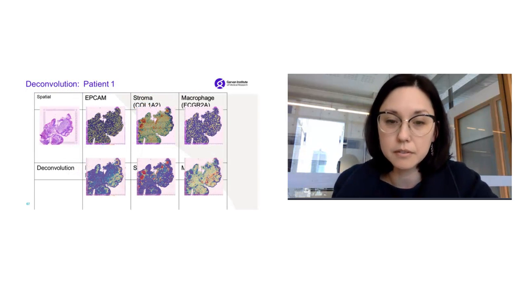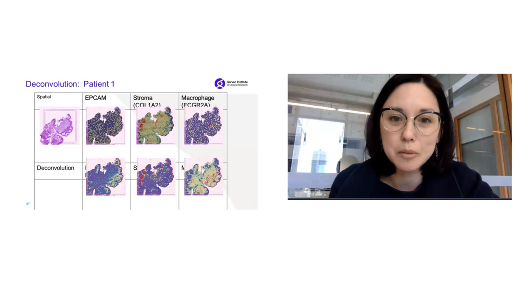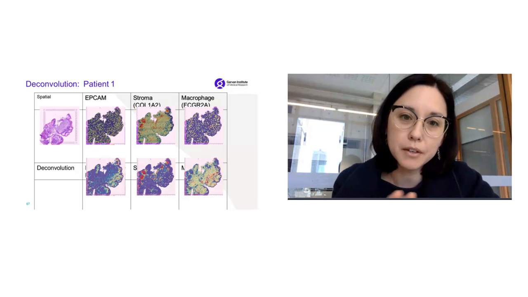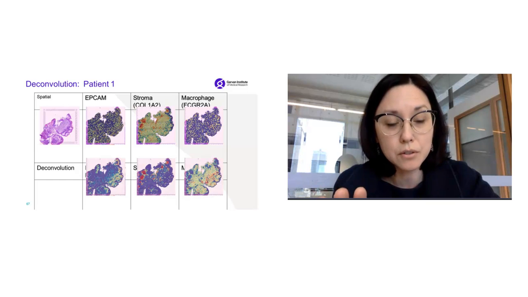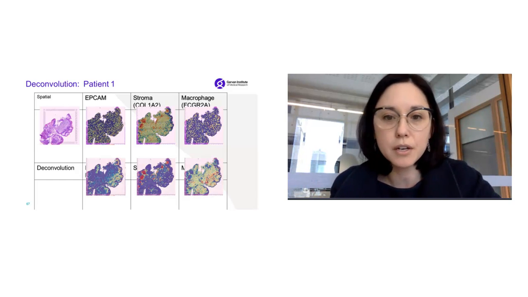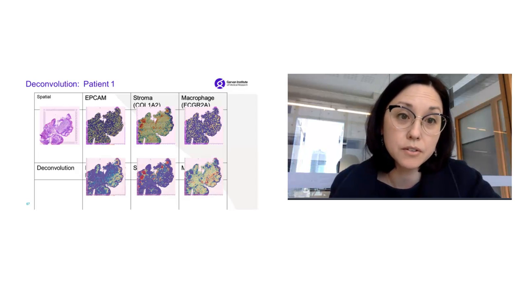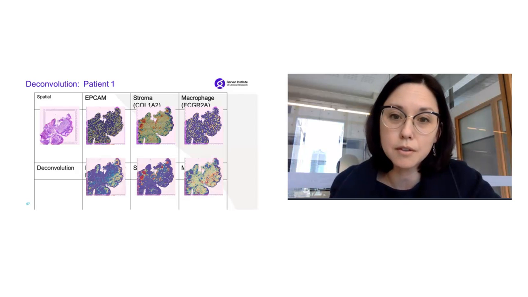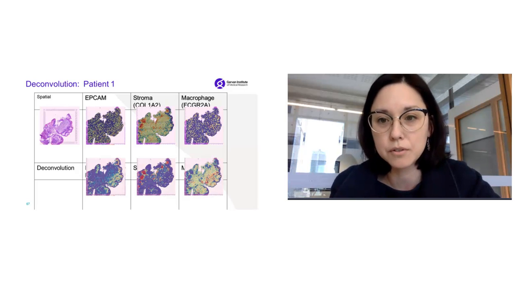Those slides haven't translated perfectly. So on the top left-hand side, that's what the sections look like. So a section of tissue laying across a little square. The top row there is what the data looks like without deconvolution. So you can see that the resolution's not great. If you're looking for EpCAM cells, they're kind of spread across the slide.